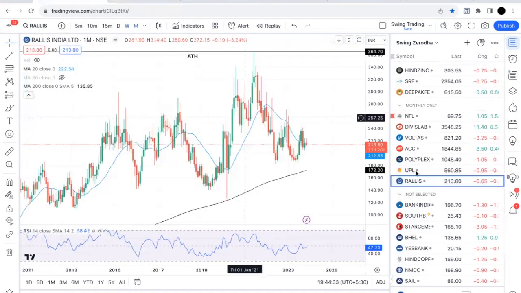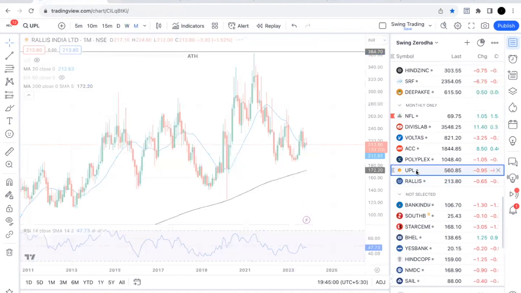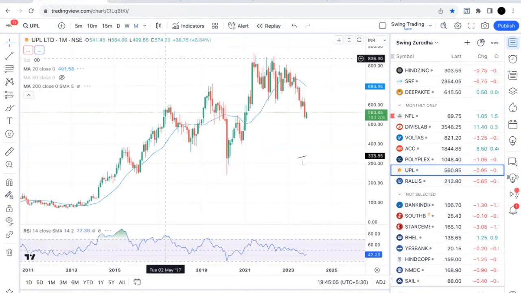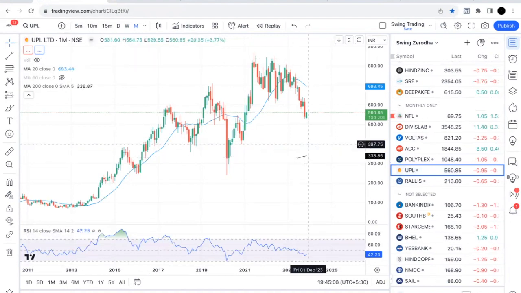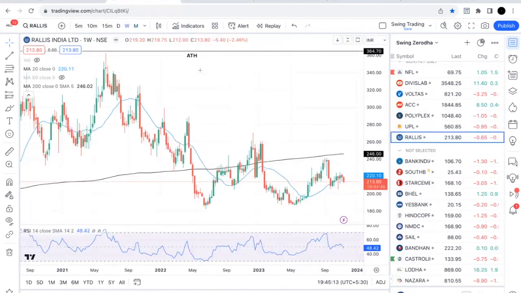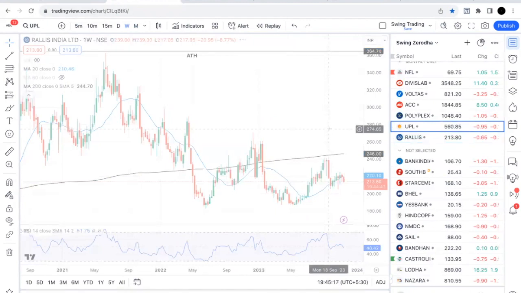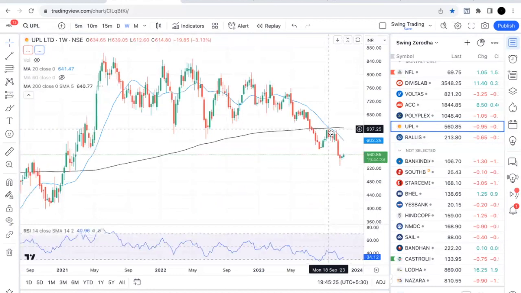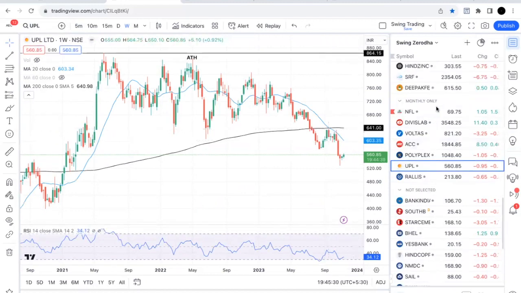Another one, UPL on the monthly, it's looking good. It only has a little bit of history as far as the 200, but it is looking good. It's above, but on the weekly, let's see what happens. Okay, on the weekly, the 20 is below. All right, so I've separated the ones that are trending only in the monthly.